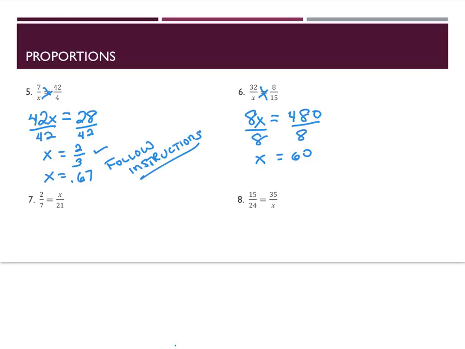Doesn't matter where I put my x, I want to do that cross product first. 7 times x is 7x. Then I do my other cross product. 2 times 21 is 42. Make sure you always put the equal sign in the middle, so then you can solve for x, and in this case x is 6.